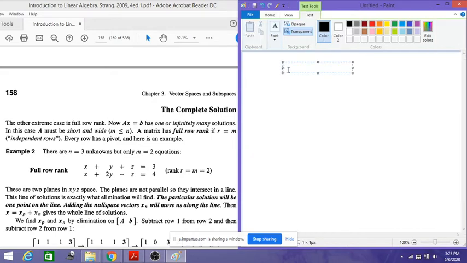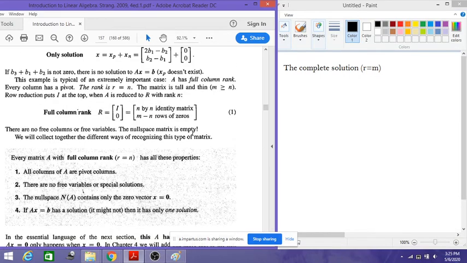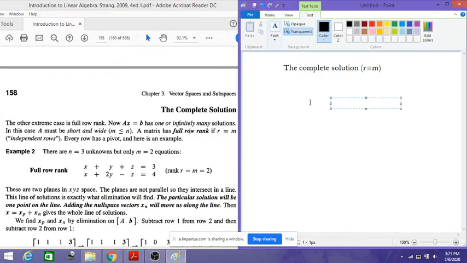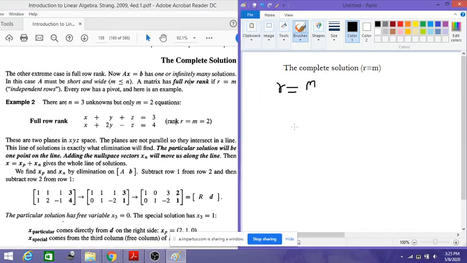So this also we call the complete solution, but with respect to, in brackets I'll write, the R is equal to M case. So if R is equal to M, the previous one we called full column rank. This one, whichever we are talking about, is called full row rank. The full row rank means that R is equal to M. So let us take an example to understand this. Here there will be more columns than rows, meaning the value of N is greater than M. So then it is called a full row rank.